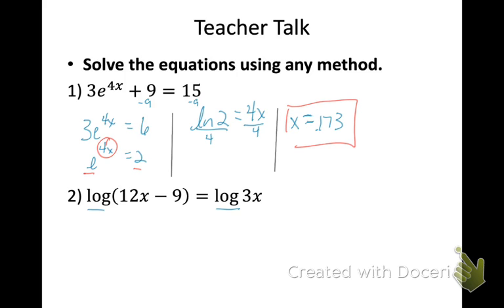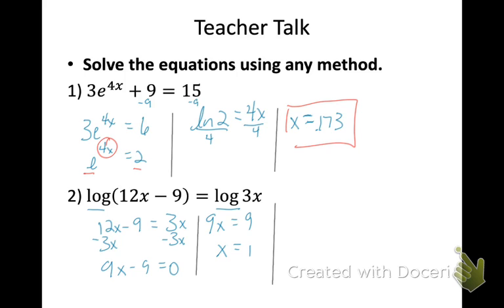Now number 2, notice this is a log equation and we have one logarithm base 10 equaling another. So we can use that equality property and just set those log values equal to each other. 12x minus 9 equals 3x. Let's start by subtracting 3x, which will give us 9x minus 9 equals 0, and then add the 9 to both sides, and then divide by 9, x equals 1.